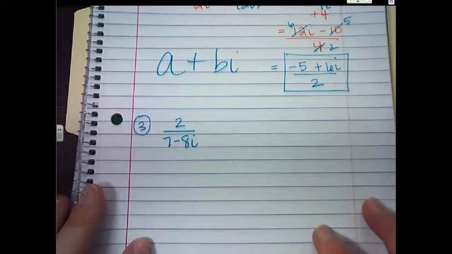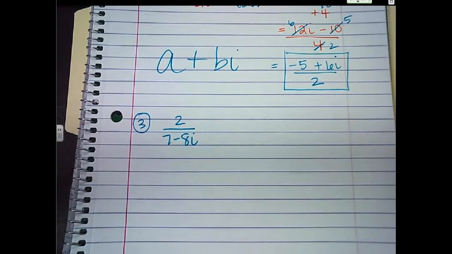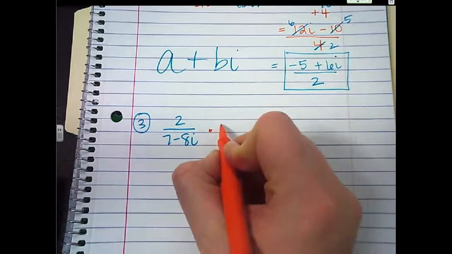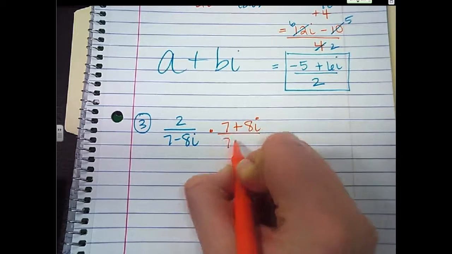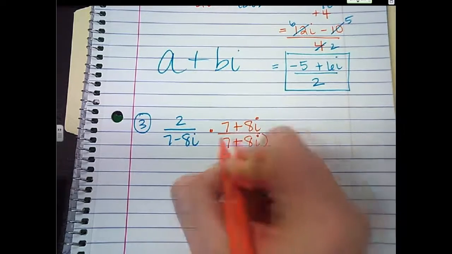Okay, number 3. What do I multiply by? 7 plus 8i over 7 plus 8i.